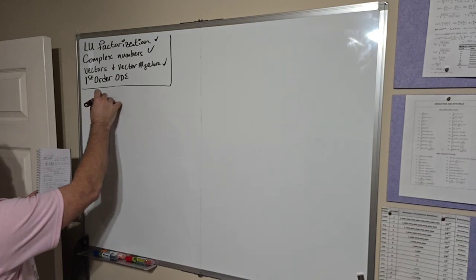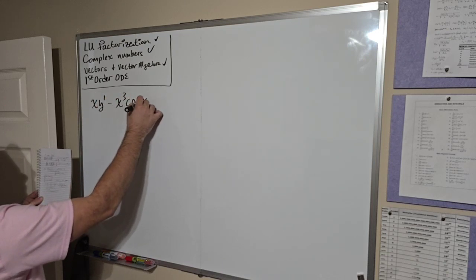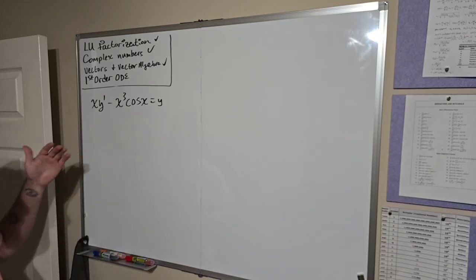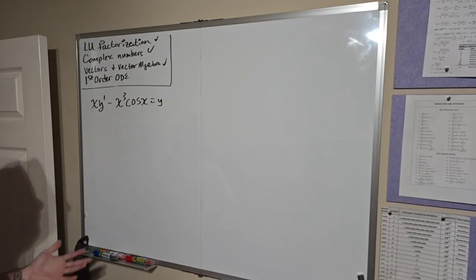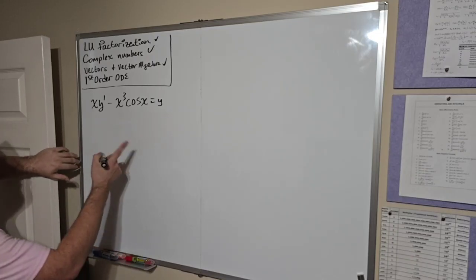So we're given x y prime minus x cubed cosine of x equals y. Before we even start on this one, we actually have to clean this up, get it to where all of our y's are on the same side, and all of our x's on the other side if we can. We already know we can't because I told you, but we'll try, because we always want to make it separable if we can. But let's start by cleaning this up.